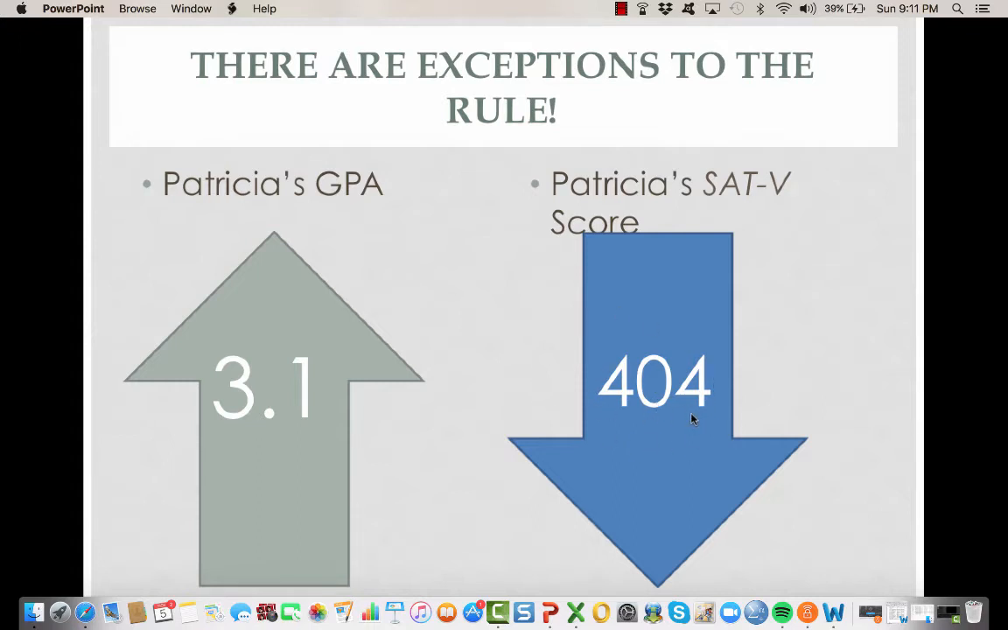So what it's pointing out here is that there are always exceptions. While there's an overall positive relationship between GPA and SAT verbal, that does not mean that's the case for all participants. It does not mean that if you have a low ACT score, you're guaranteed to have a low GPA at the W. It does not mean that.